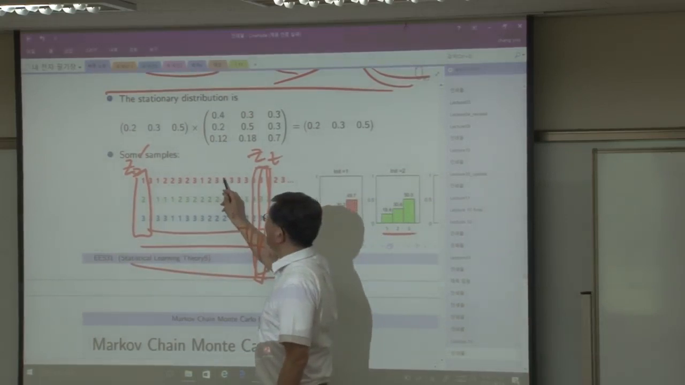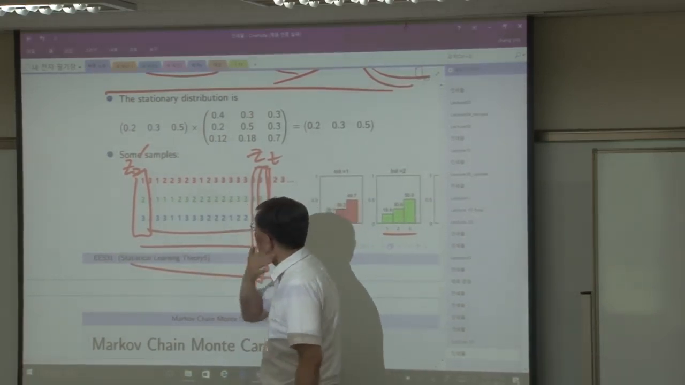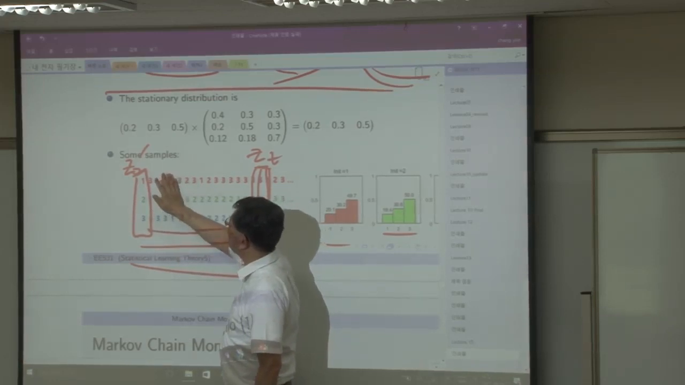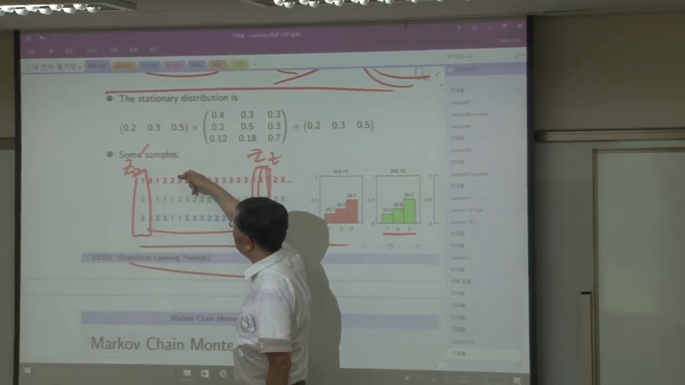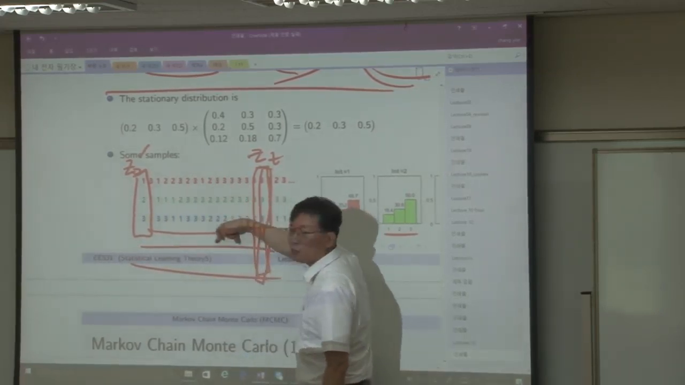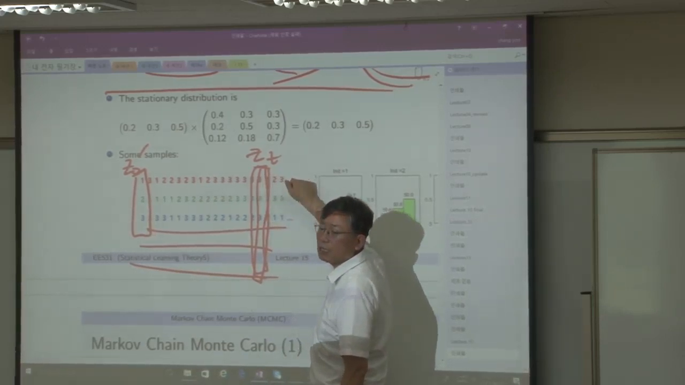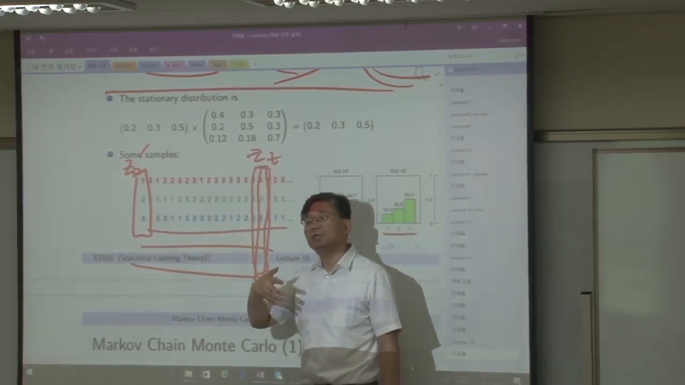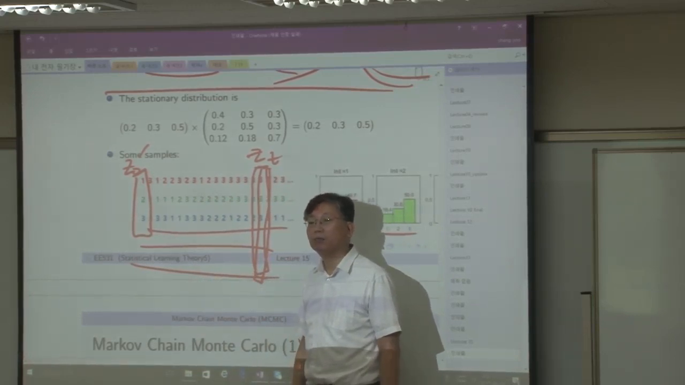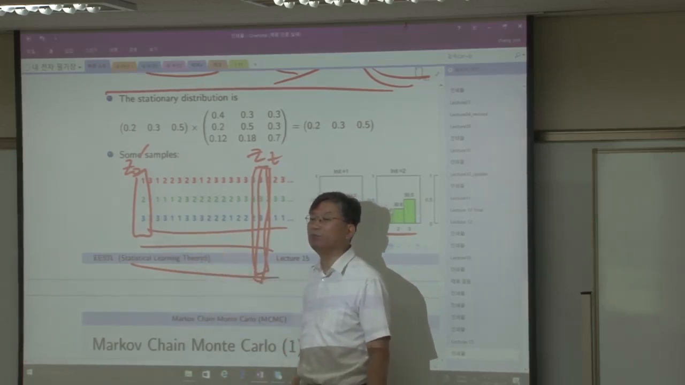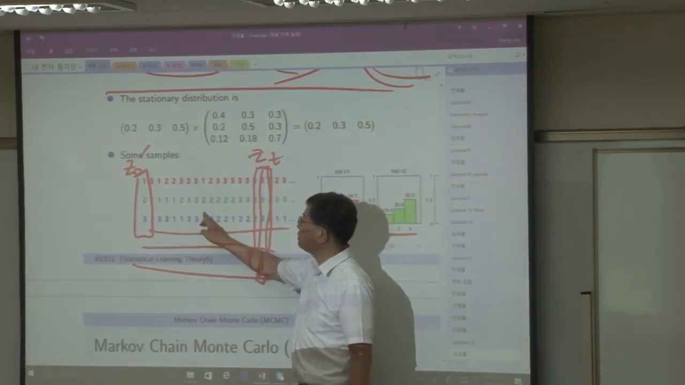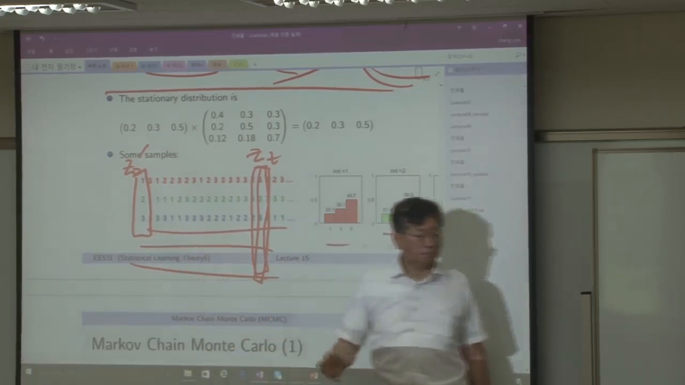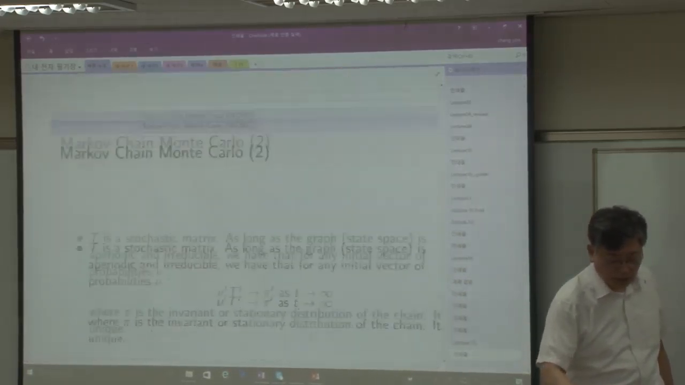it seems like the samples are dependent. So what do we do? We throw away the first ones, okay? And then let's say I pick the 10th one, and then pick every 10th one. And that will make the samples independent, because each depends on the previous state. So that's a comment.